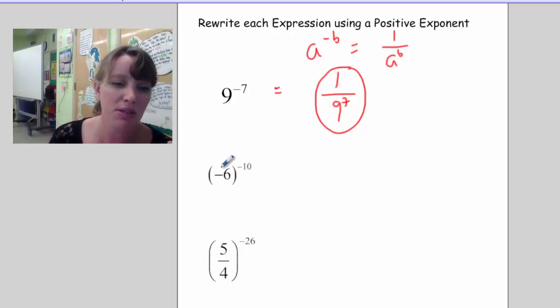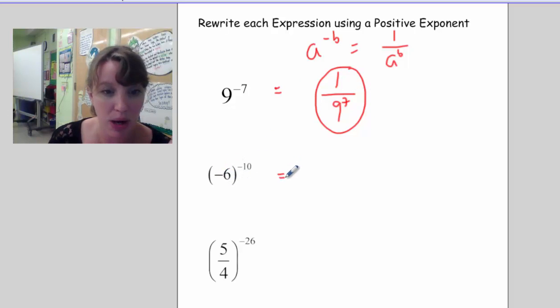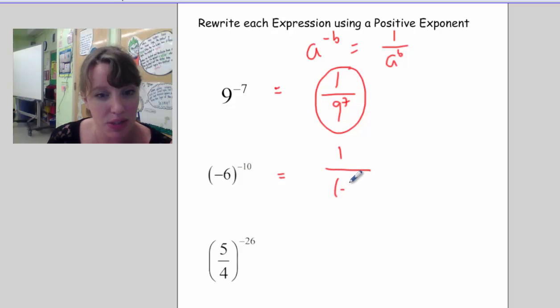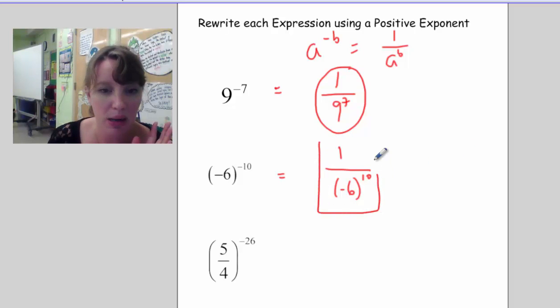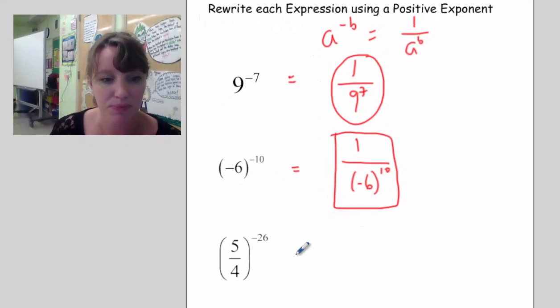Okay. What happens if you have a negative number as a base? Well, same thing happens. You take 1 over, okay, negative 6 is the base, so I'm going to keep the parentheses there that indicate that negative 6 is the base. And I'm going to raise it to the positive 10 power. All right? And I'm not going to try to evaluate it and get a number there. I'm just going to leave it like that.